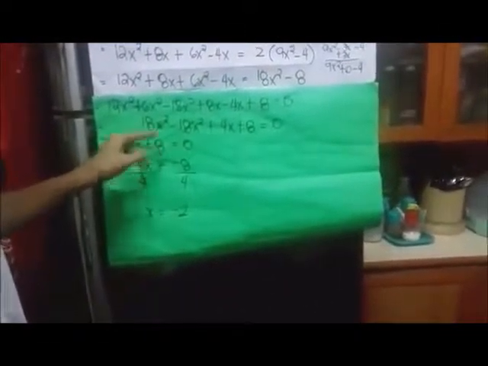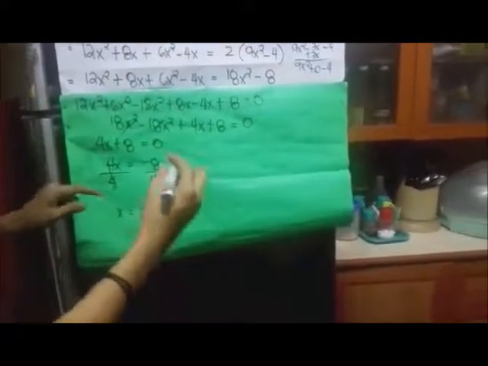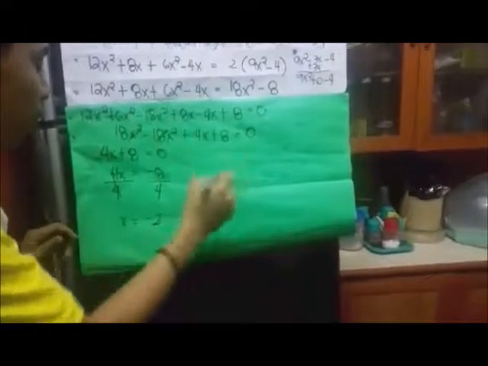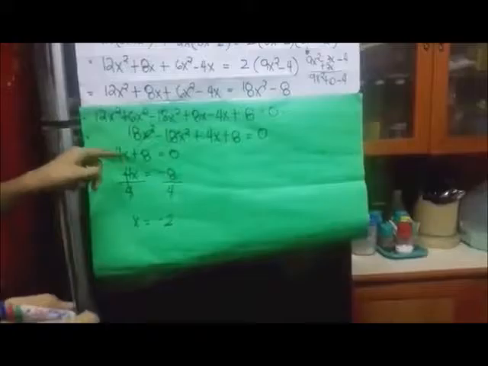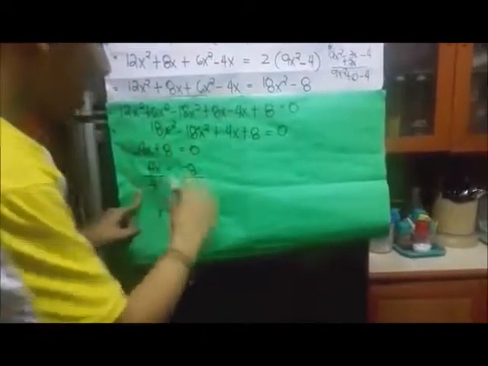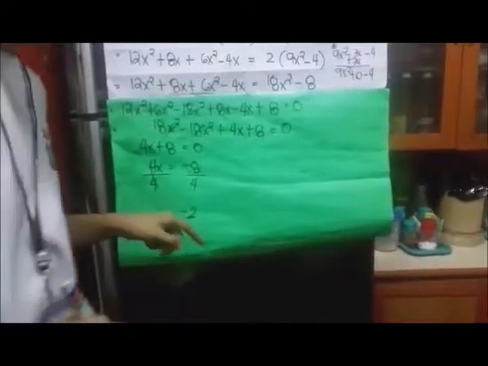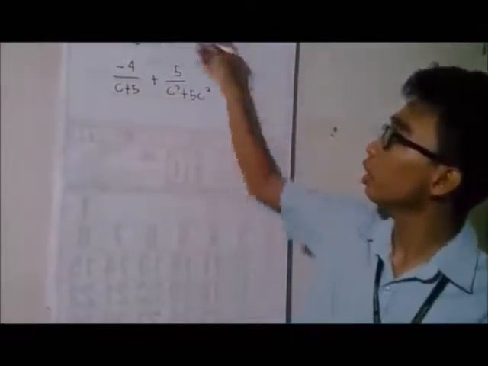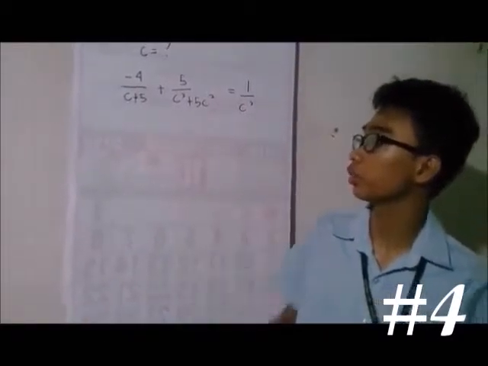4x plus 8 equal to 0. Gawin mo APE. Lipat mo, mag-transpose mo. 4x is equal to negative 8. Divide both sides by 4. Cancel, cancel. X is equal to negative 2. That's all. Thank you.